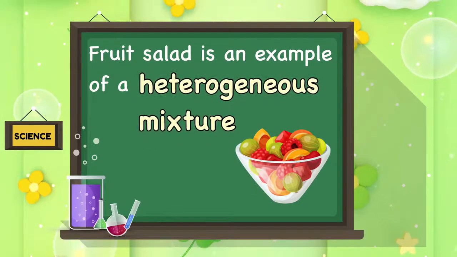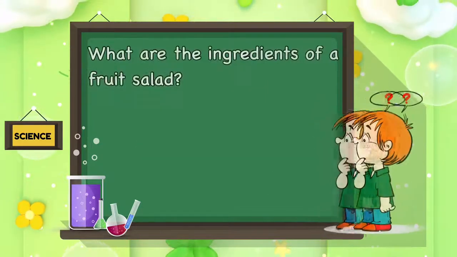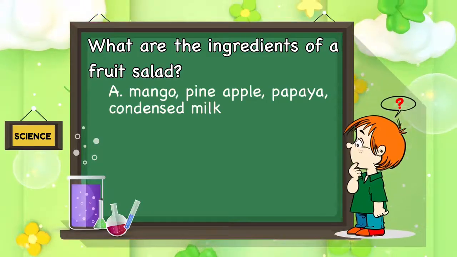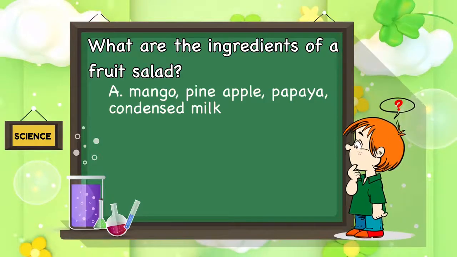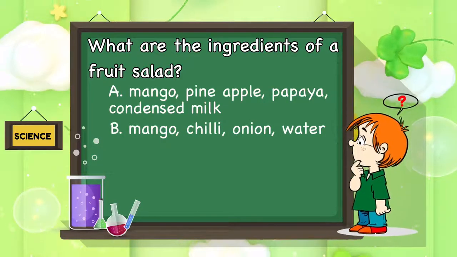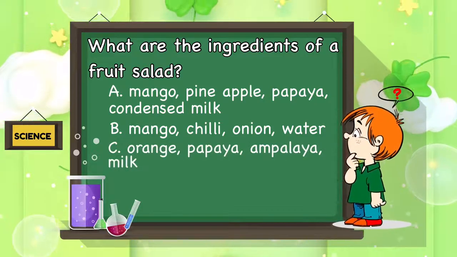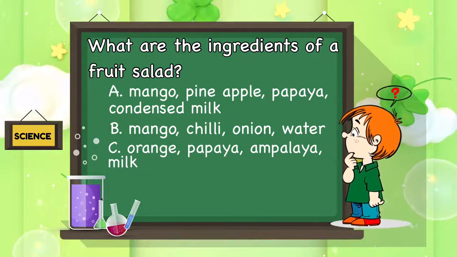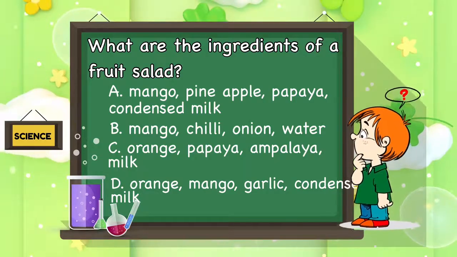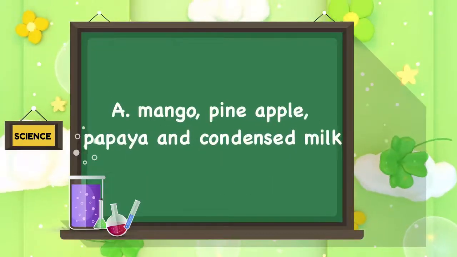Fruit salad is an example of a heterogeneous mixture. What are the ingredients of a fruit salad? A. Mango, pineapple, papaya, condensed milk. Or is it B. Mango, chili, onion, water? Or C. Orange, papaya, ampalaya, milk? Or is it letter D. Orange, mango, garlic, and condensed milk? The answer is letter A.